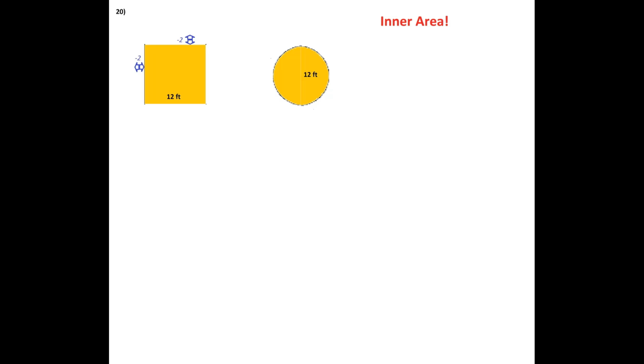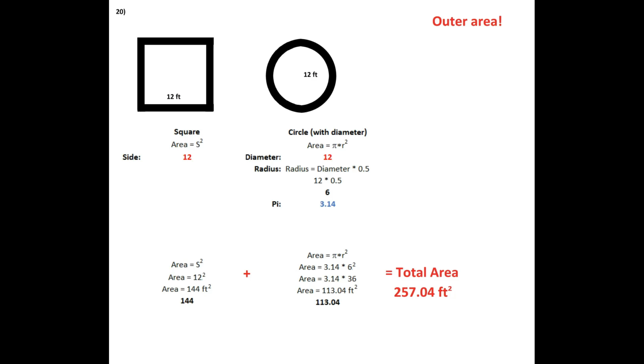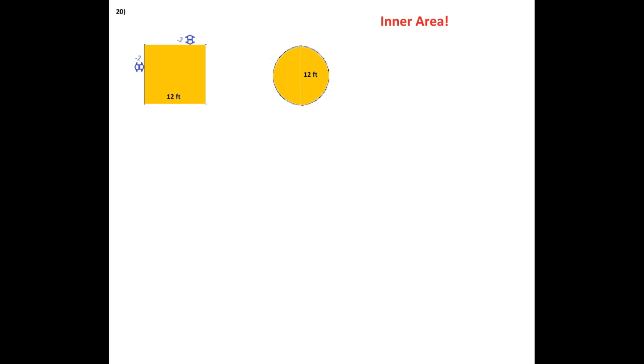Now let's look at the inner area. Look again at the shapes, and notice how we're highlighting the inner area. We're going to find the inner areas of both of those shapes and subtract that from the outer. Let's look at the square first. We know we have a 2-foot walkway on at least 2 sides, on the left side and the top side of that square. The insides aren't touched, so we don't use 12 feet. We're going to use 12 minus 2. We have a square with a side of 10 feet.